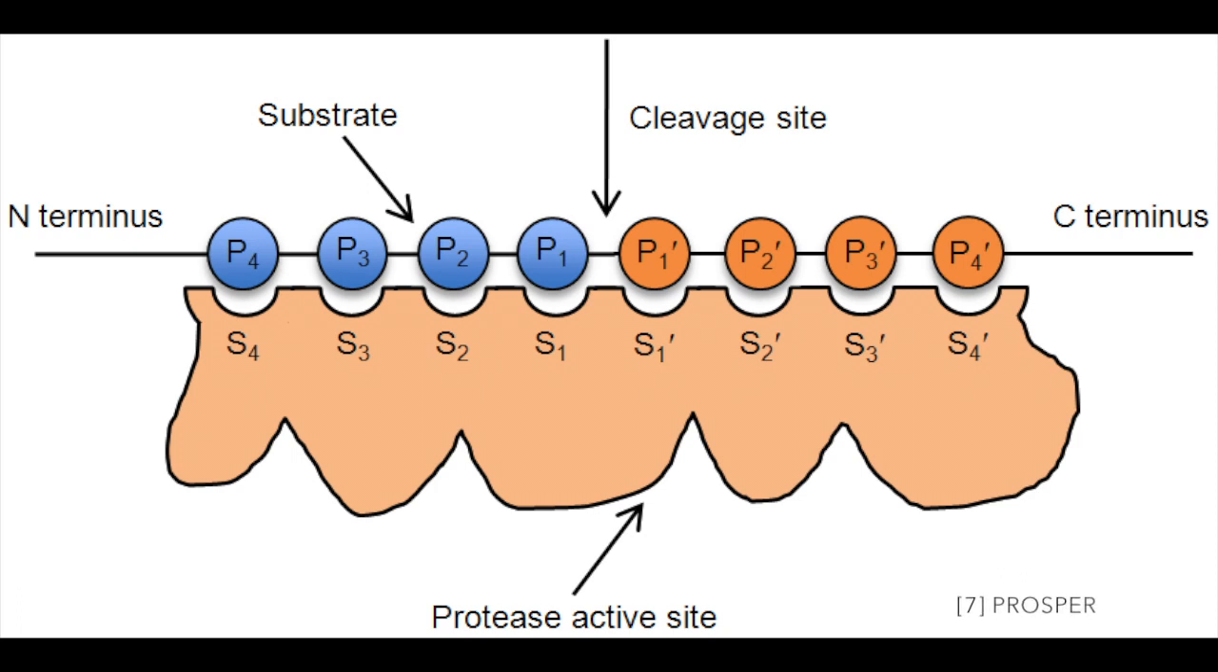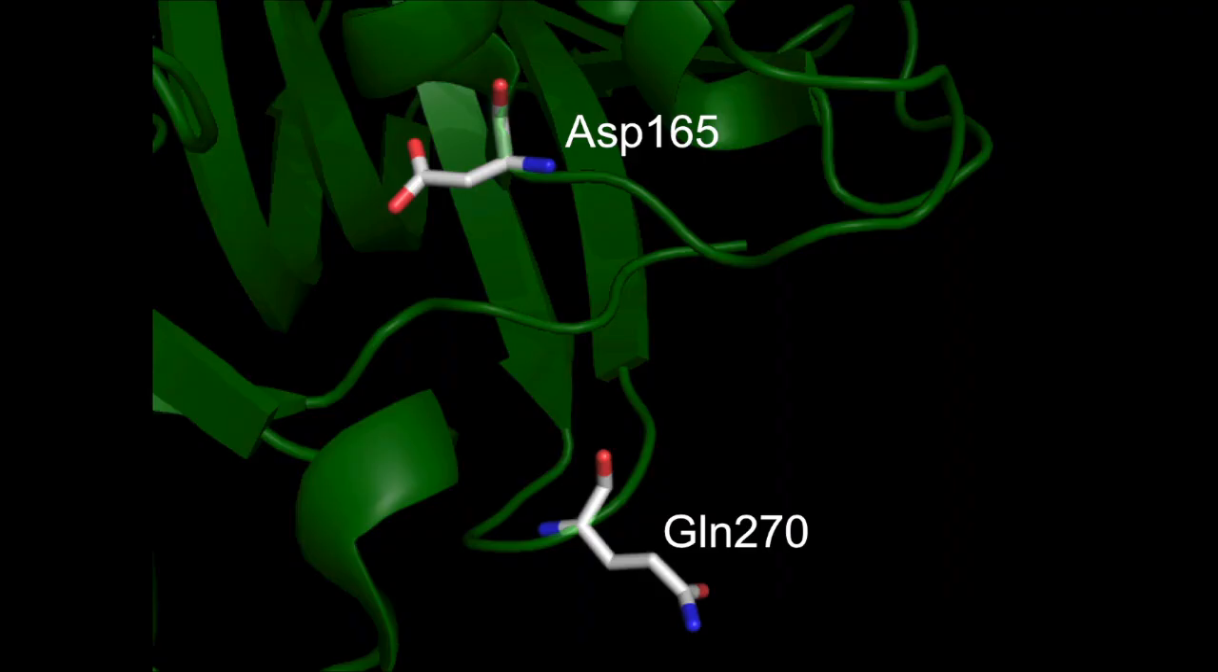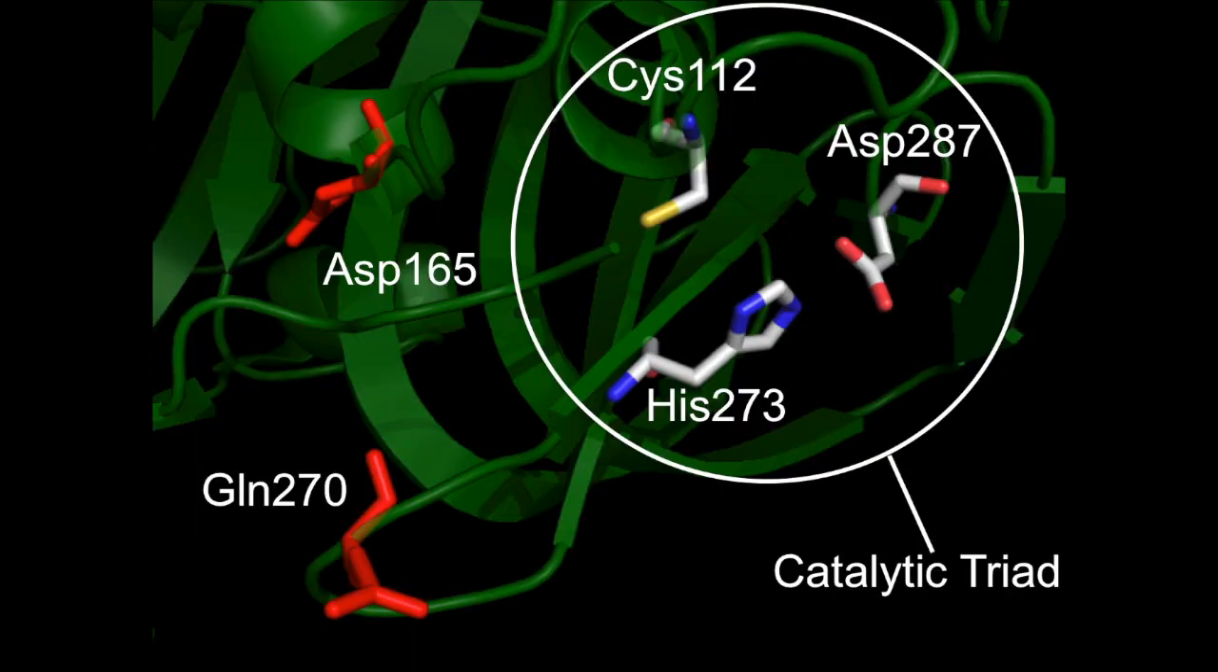GRL0617 binds non-covalently to the S3 and S4 subsites in a cleft near the active site of PLpro. The inhibitor's amide group forms two hydrogen bonds with aspartate 165 and glutamine 270 in PLpro and engages in hydrophobic interactions with nearby residues. The inhibitor alters the conformation of PLpro's active site and oxidizes the cysteine residue in PLpro's catalytic triad. Thus, PLpro loses its ability to cleave SARS-CoV polyprotein and form the NSPs for the replicase complex.